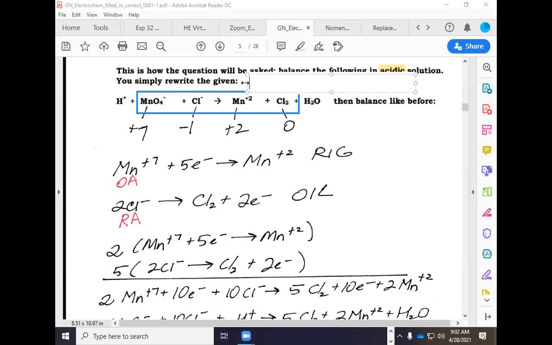you would add hydrogen ion as a reactant and add water as a product. And then it's all the steps we did before. That's the only change. Hopefully you can still read that.